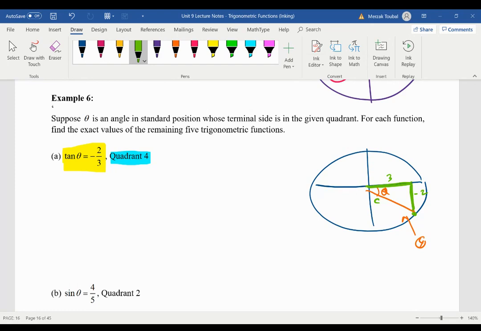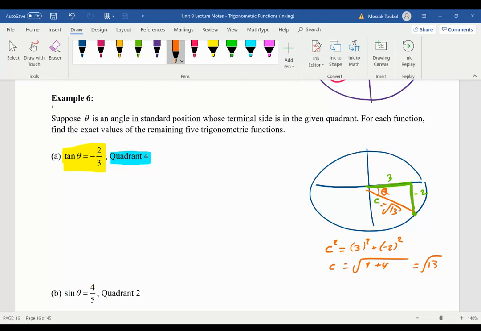Let's call it c, and then we just use the Pythagorean theorem. So c squared equals 3 squared plus negative 2 squared. So c is the square root of 9 plus 4, which is the square root of 13. So now we know the hypotenuse is square root of 13. Okay. Can we find the other functions?